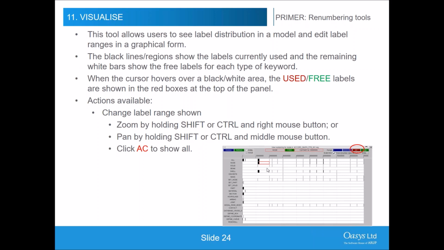You can also change how you view it. The way it's shown at the moment by default is all of the labels, but you might only want to investigate, for example, the 30 million range, so you can zoom in. You can do that by either holding Shift or Control and using the right mouse click and sliding that along, or you can pan by holding Shift Control and then using the middle mouse. That's the same as the graphical interface of Primer and D3PLOT, etc. And you can press that AC button top right to show all again.